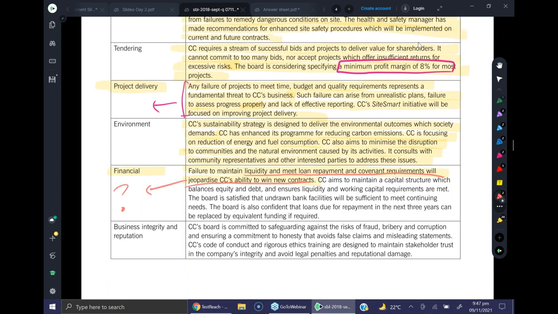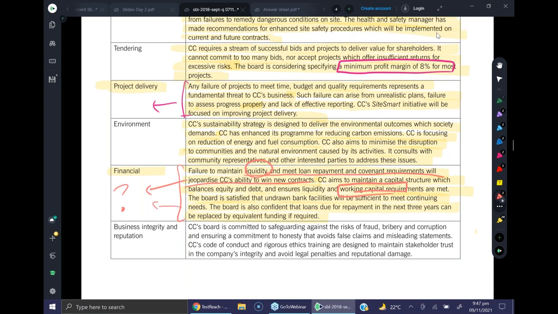CC aims to maintain a capital structure with balanced equity and debt and ensure liquidity and working capital requirements are met. The board is satisfied that undrawn bank facilities will be sufficient to meet continuing needs. The board is also confident that loans due for repayment in the next 3 years can be replaced by equivalent funding if required. So, this paragraph is giving you ideas what aspects of finance to talk about. You can talk about liquidity, you can talk about working capital needs of the project, the source of finance, the short-term source, the long-term source of finance. This paragraph is giving hints.